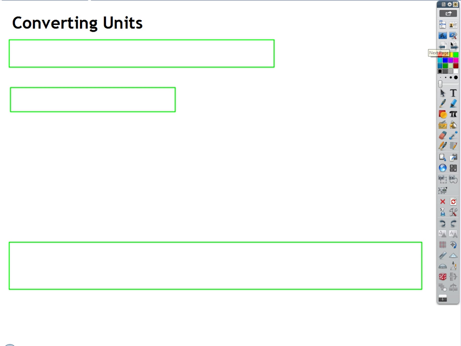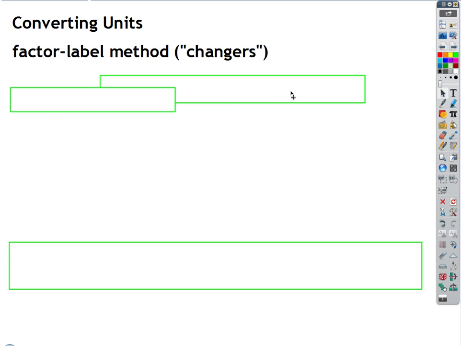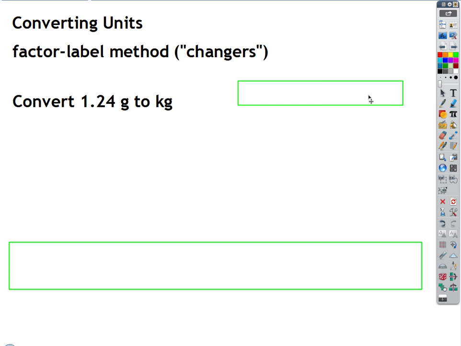Converting units. You've done a ton of this, but because it's the beginning of the year and your brains have been a little stagnant over the summer, let's just review this a little bit. Humor me. We're going to use what's technically called the factor label method. It's what I've always just called using changers. So let's take something like, for example, let's start easy here. Let's convert 1.24 grams to kilograms, right?